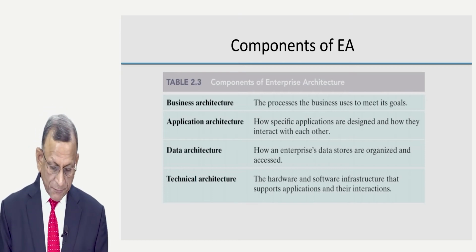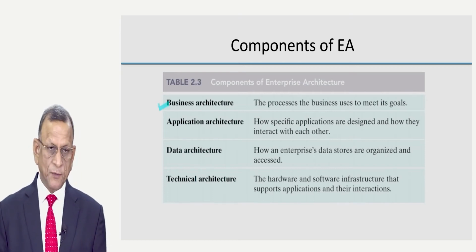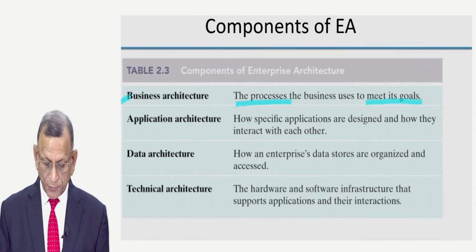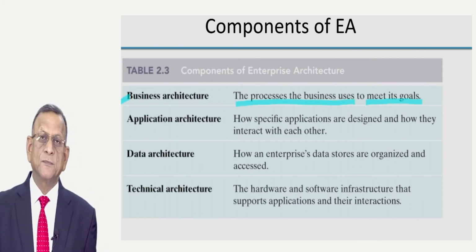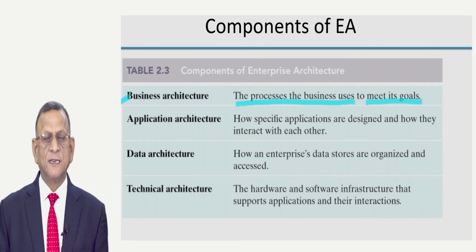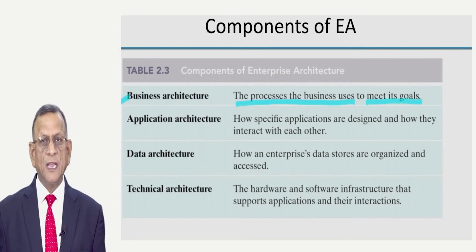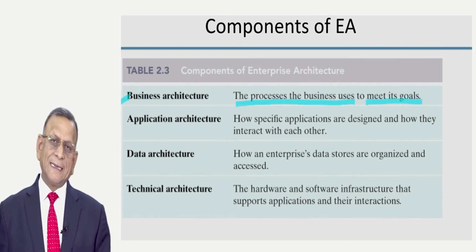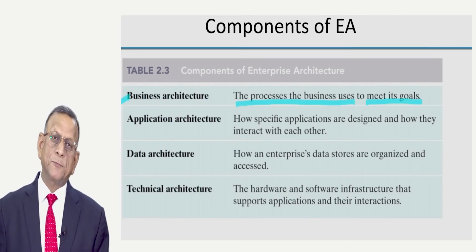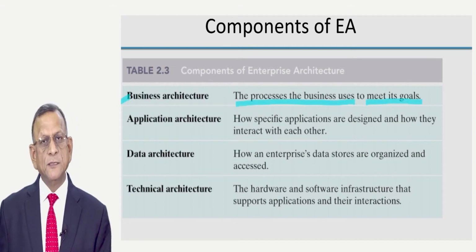architectures. One is business architecture. What is this business architecture? It is the process the business uses to meet its goal. The process the business uses to meet its goal is something known as business architecture. Okay? How am I going to collect money? How am I going to provide products? How am I going to provide after sales service?